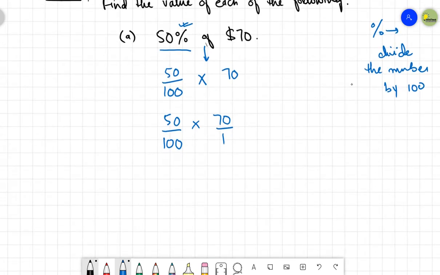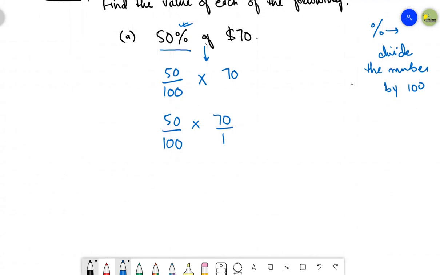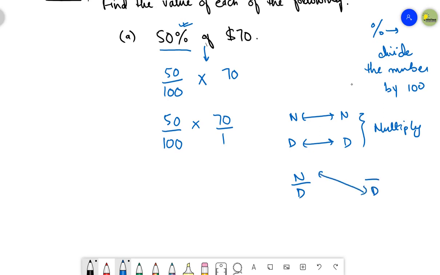Okay, class, now let me talk about this 50 upon 100 multiplied by 70 upon 1. I think you know how you can solve two rational numbers that are multiplying together. You can multiply numerator with numerator and denominator with denominator. This is the rule for multiplication, and for cancellation, you can cancel the values in the numerator and the denominator. You can also cancel the values that are present in cross, like this numerator can be cancelled with this denominator, and you can also cancel vertically.